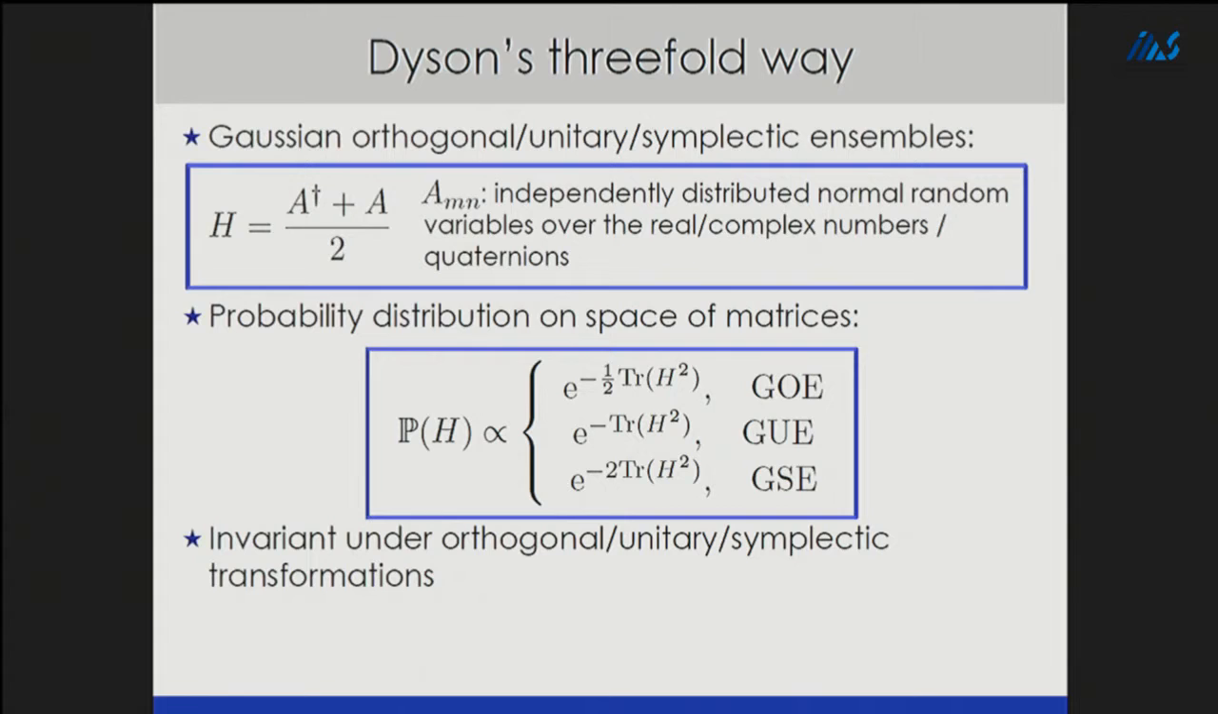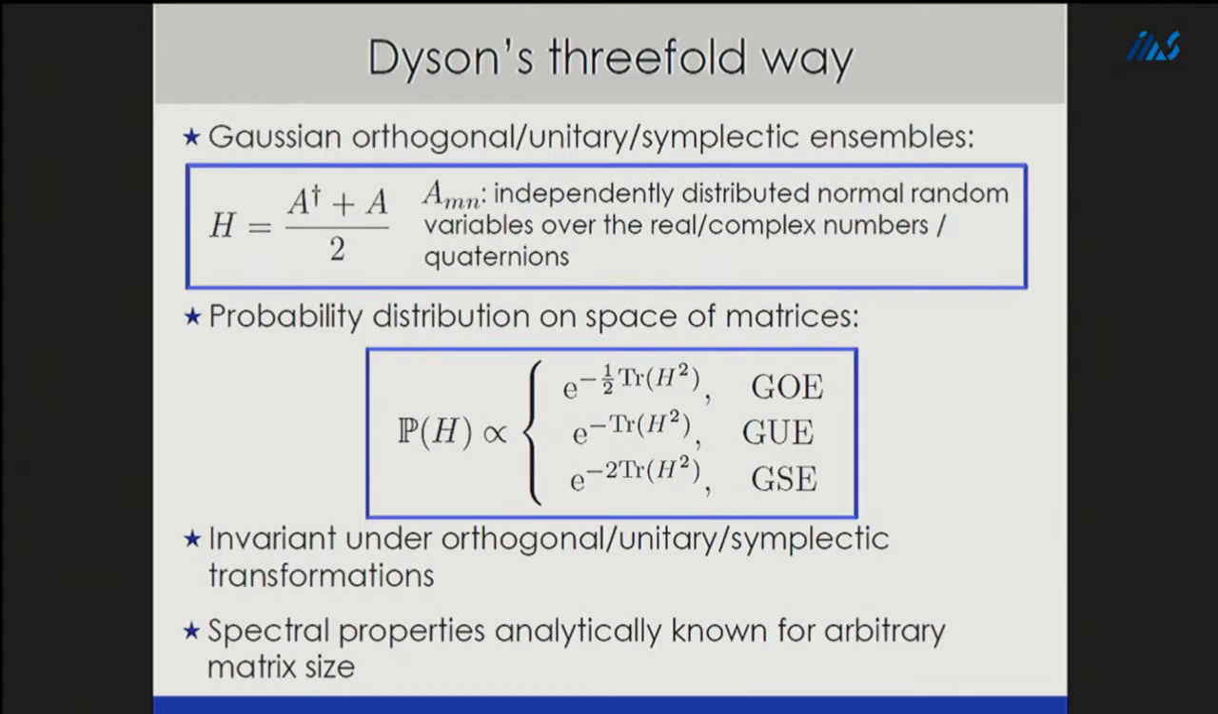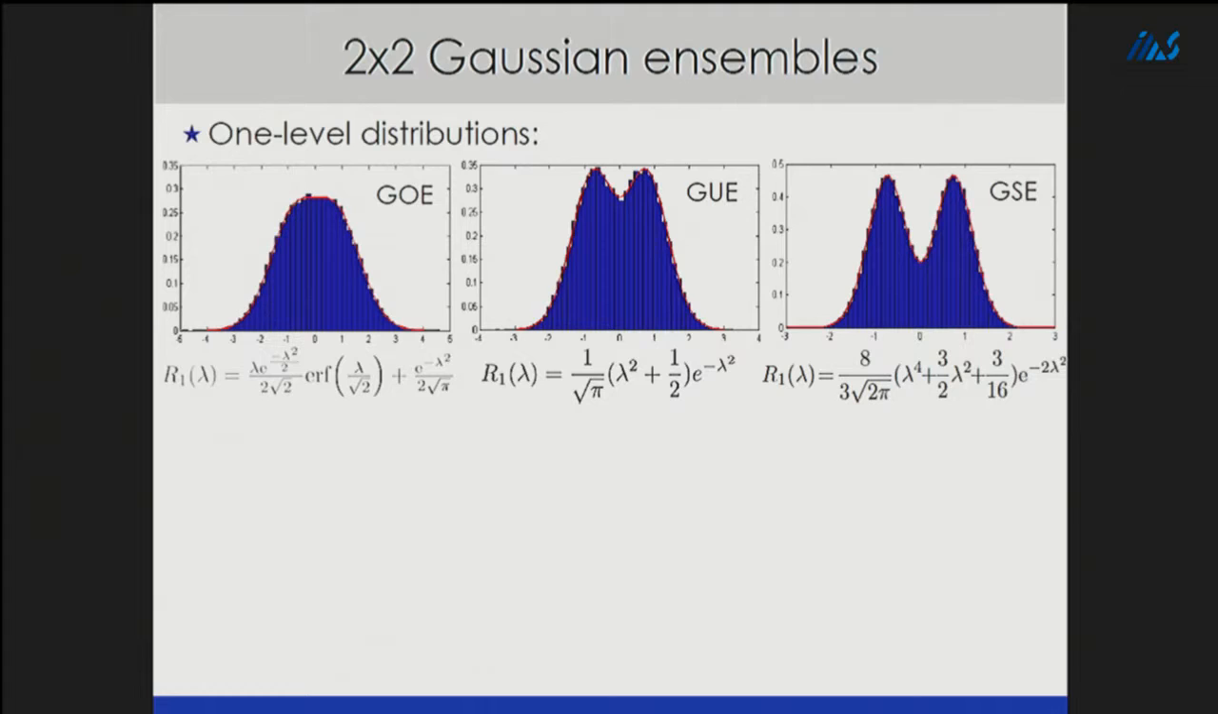Okay. So the spectral properties are very well known analytically for arbitrary matrix size. But what people are mostly interested in is the large limit, because we're interested in the behavior of systems with many eigenvalues. What's easiest to calculate, of course, is the 2x2 ensemble, and I'll just show you a picture to get you into the mood of the sort of things we're looking at.